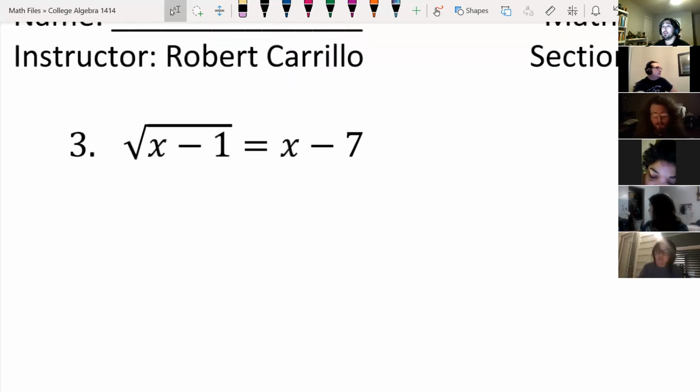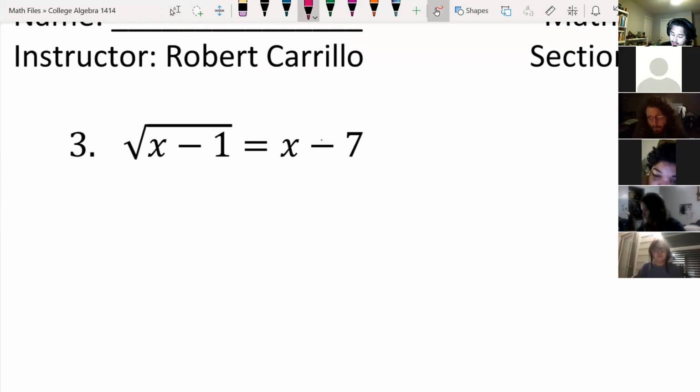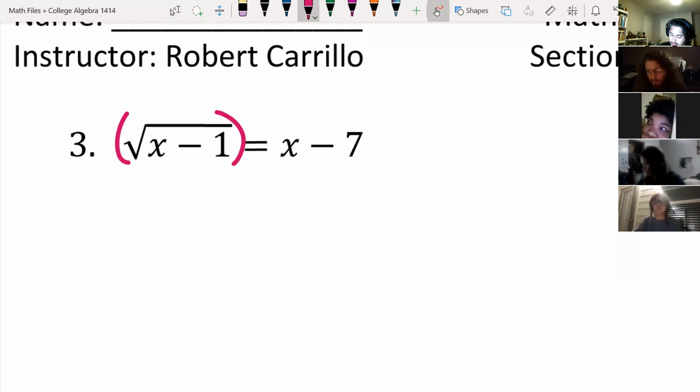All right, number 3. Again, same situation as the last one. You have the square root of x minus 1 equal to x minus 7. We need to get rid of that radical. So what are we going to do to both sides? Raise it to the power of 2, or we could say square both sides.